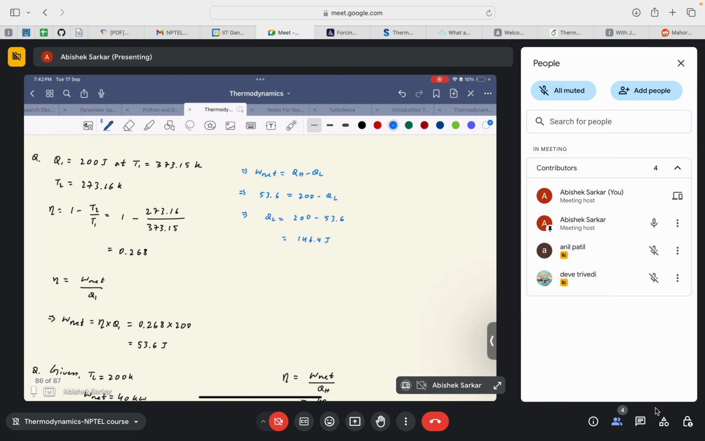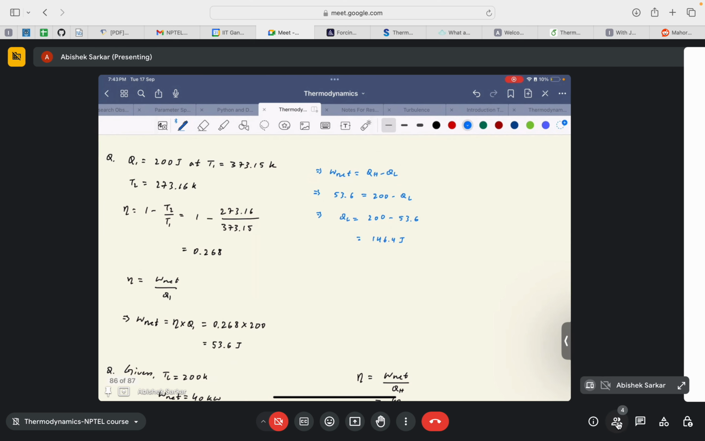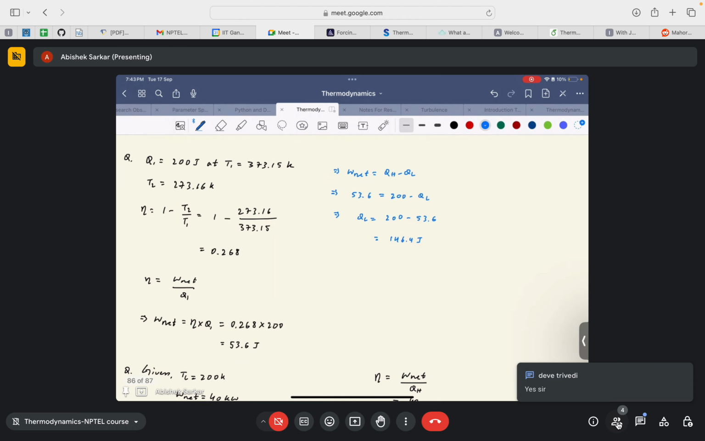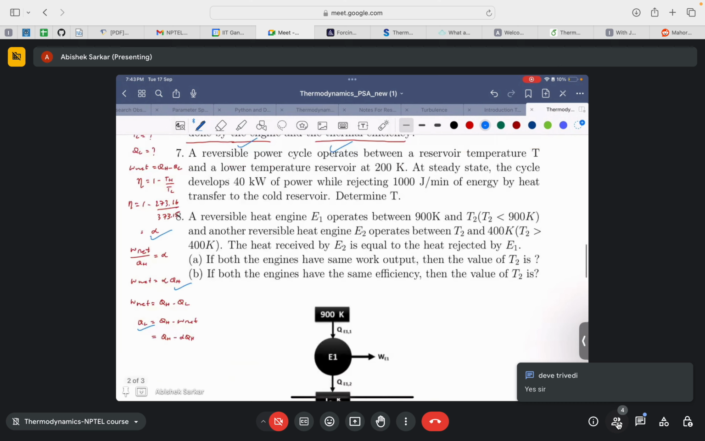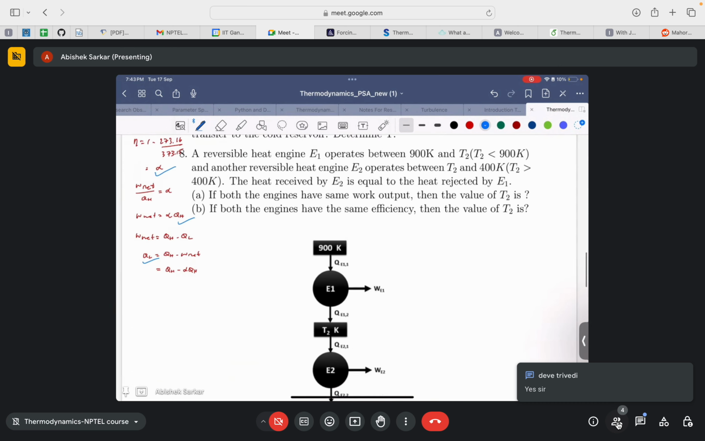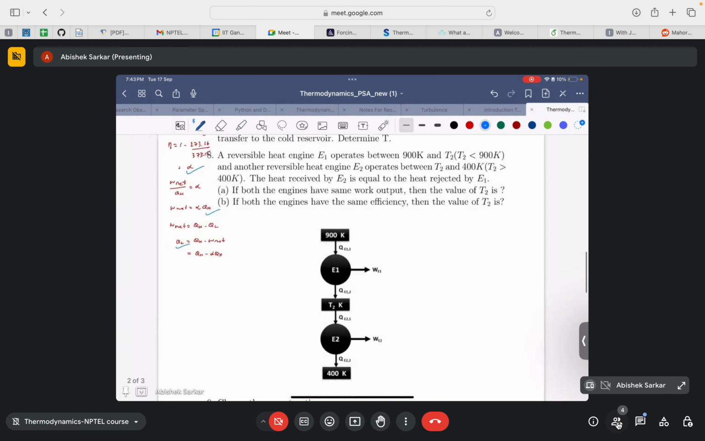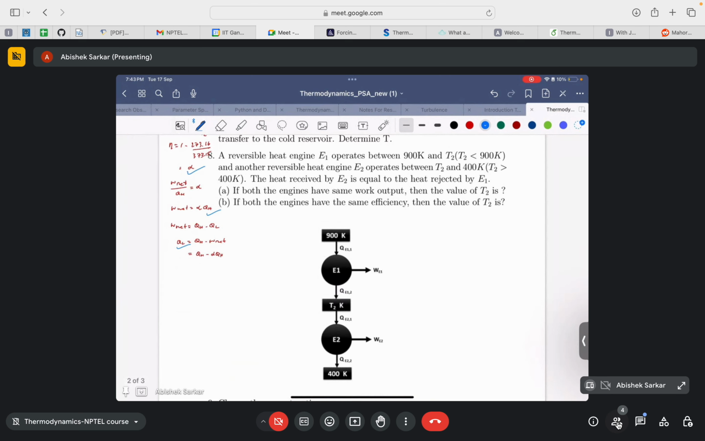Okay, let us move forward to the next question. Okay, thank you. So let's go to the next question. So this is the final question for today's class. Let me zoom out a bit more. Okay. So it's a very extensive question. It's a bit more complicated than the other two questions that we had discussed today. So let us try it out.